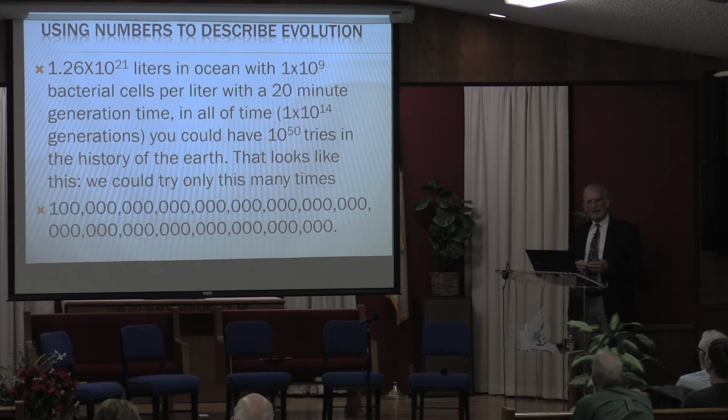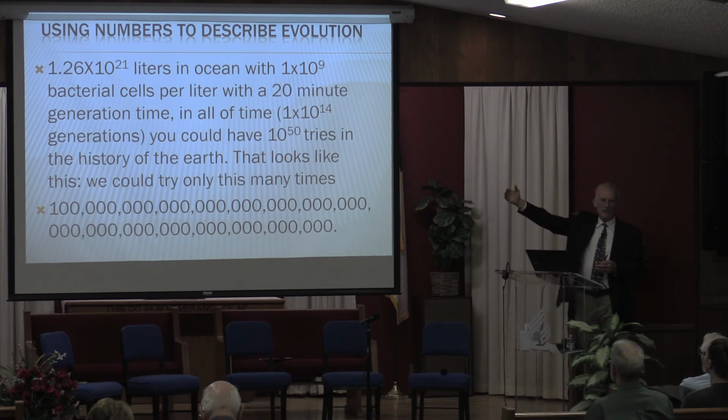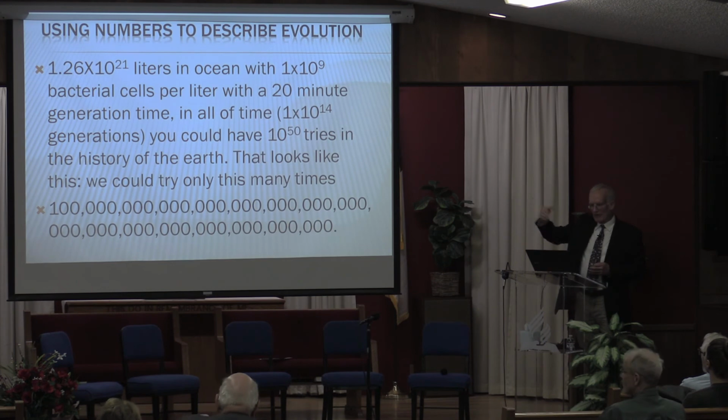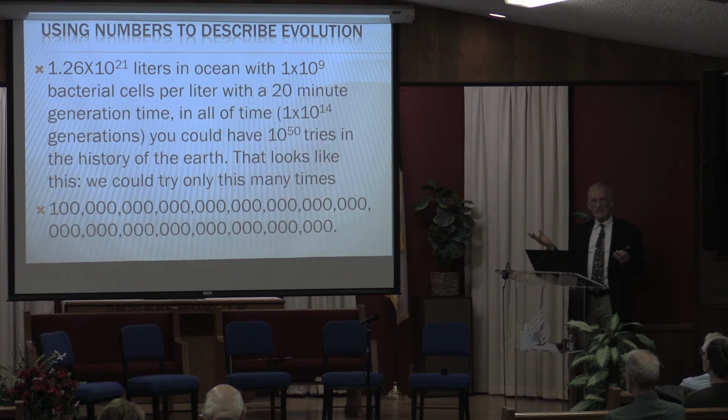In all of time, that is 1 times 10 to the 14 generations, with 13 billion years for the universe, you could have tried 10 to the 50th power times. That's the maximum number of tries that you could get in the whole history of the universe. That looks like this. You see that number? Compare that with that one. And you see how impossible it is, even with absurd conditions.